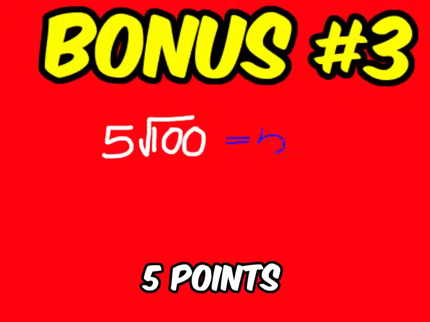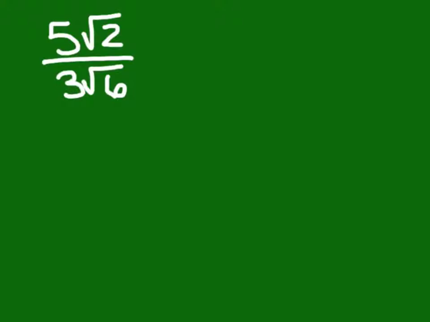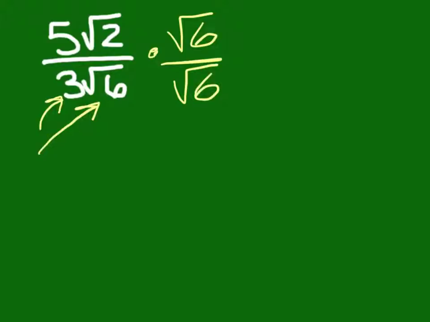The square root of 100 is 10, so you end up with 50. Example number 3. In this problem, the difference is that you now have a number beside the square root on the bottom. It does not change the operation of what you do. So you have a square root of 6 on the bottom. That means you still multiply the top and the bottom by the square root of 6.